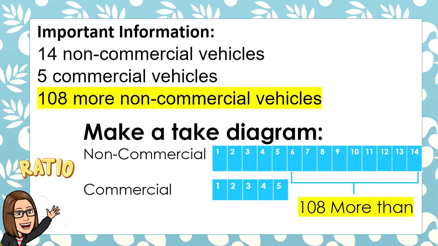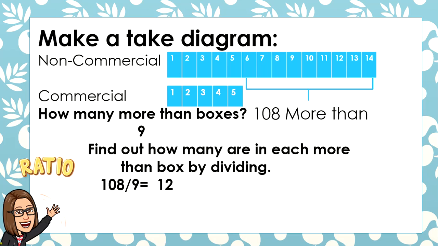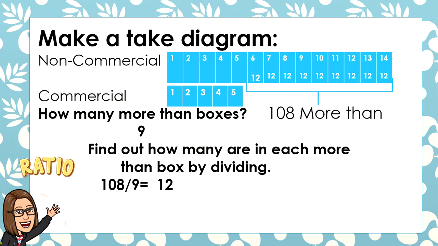So we know there's 108 here, so we need to first ask, how many boxes are in this 108 more than section? Well, you can count or you can go 14 minus 5 and you're going to get 9 boxes, okay? So that's important. Now we're going to figure out how much is in each of these 9 boxes. If you have 108 total and there's 9 boxes, to find out how much is in each, you're going to divide. So 108 divided by 9 is going to be 12. So in each of these boxes, it's 12.